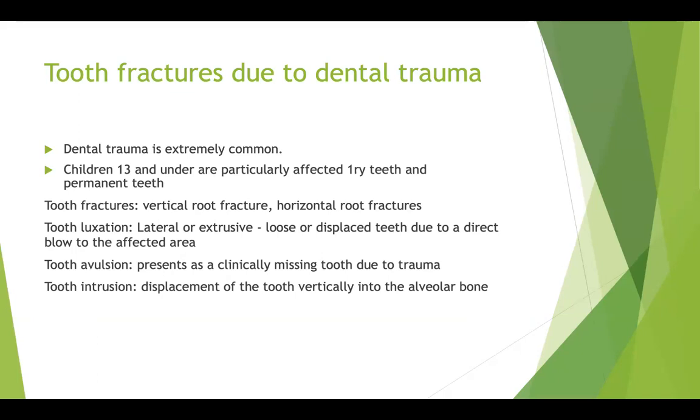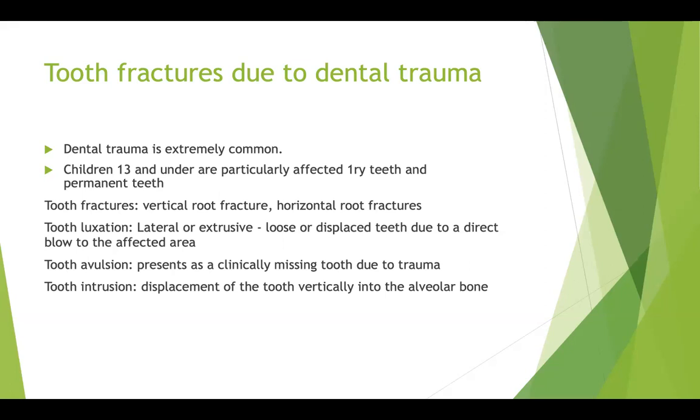The first one is tooth fractures. It could either be a vertical root fracture or a horizontal root fracture. For vertical root fractures, unfortunately, those do have to go to extraction, but you have to be very sure of it in the way you clinically diagnose it. For horizontal root fractures, it depends on the area, if it's near the gum or more towards the periapical of the root. Tooth luxation could either be lateral movement or extrusive movement.